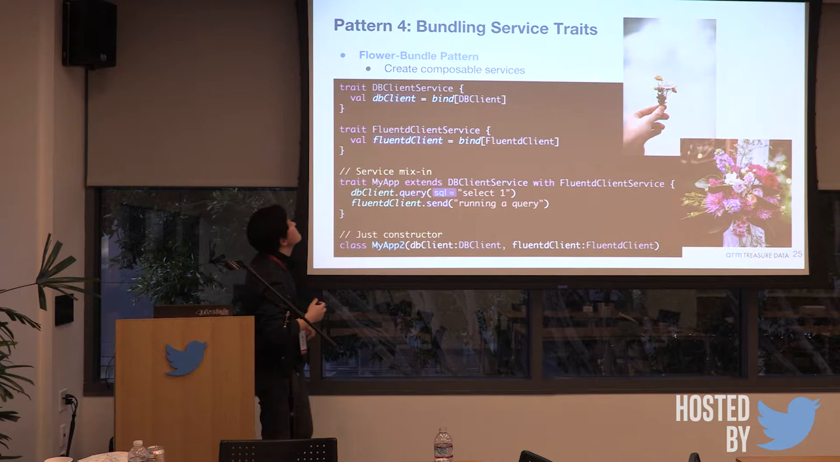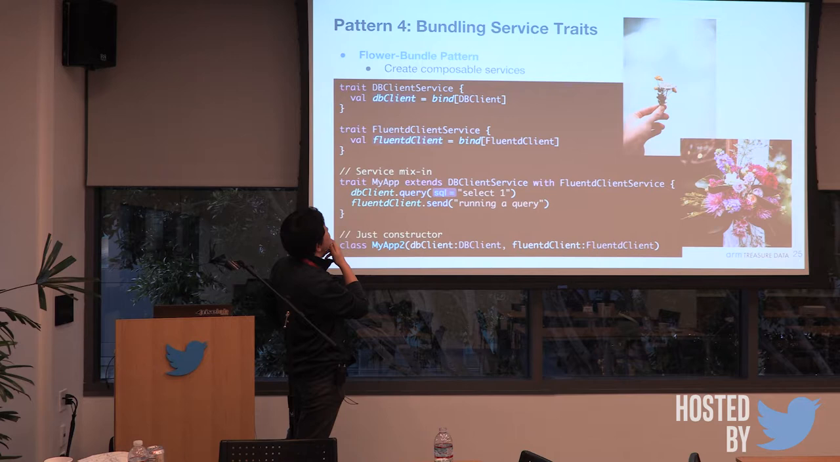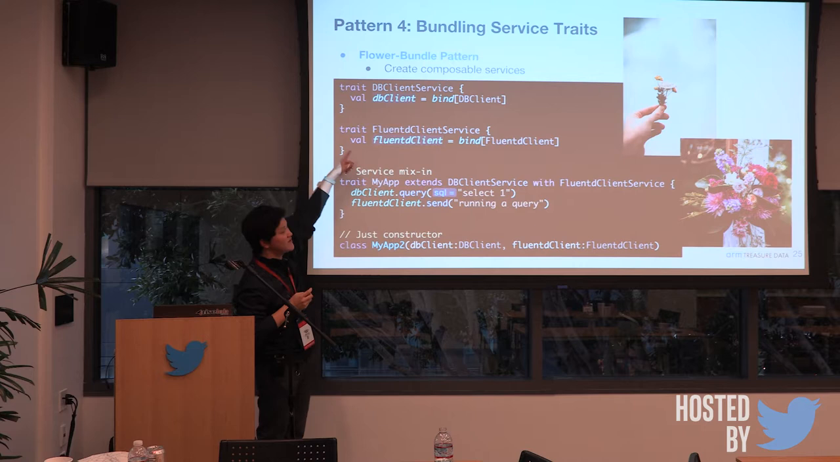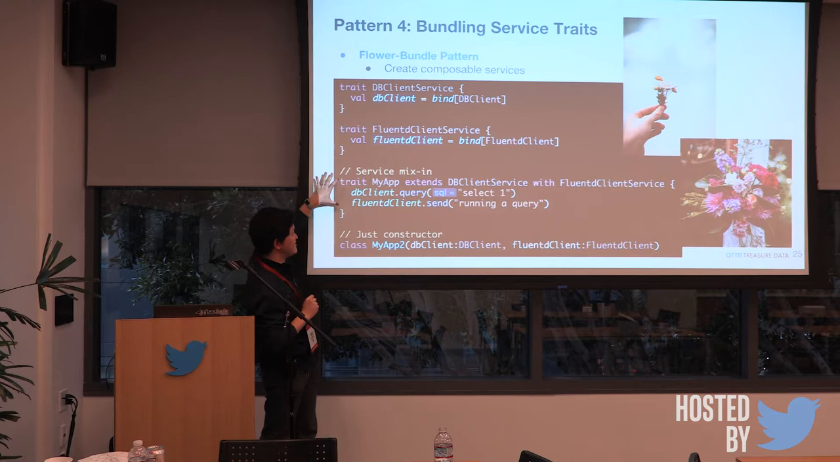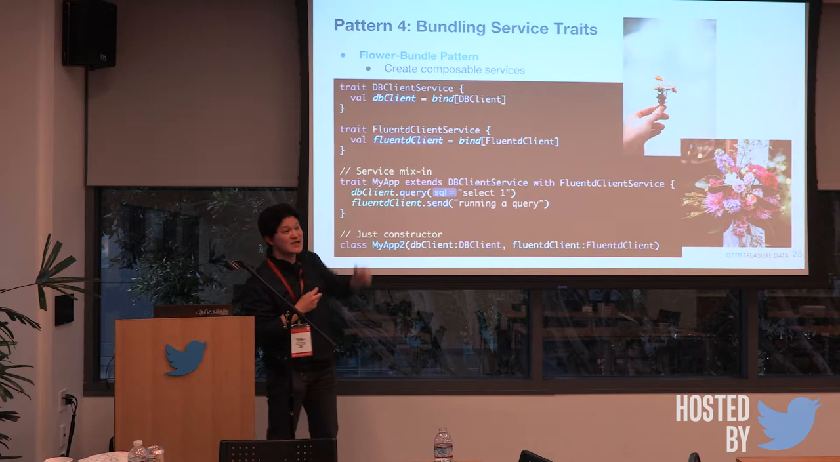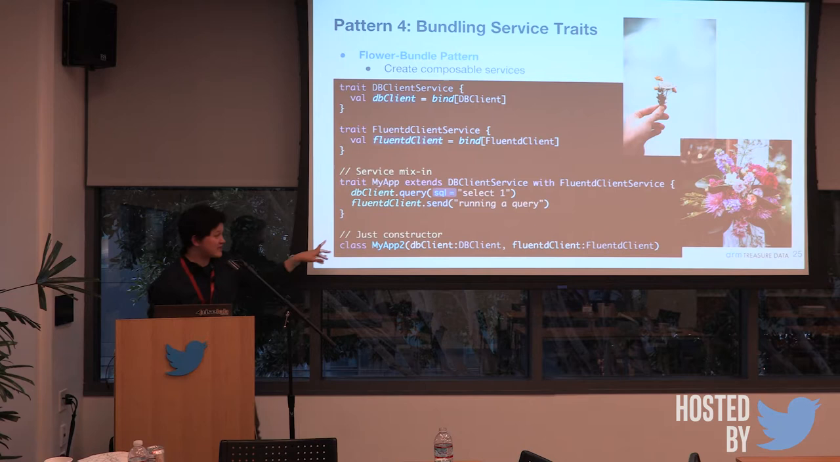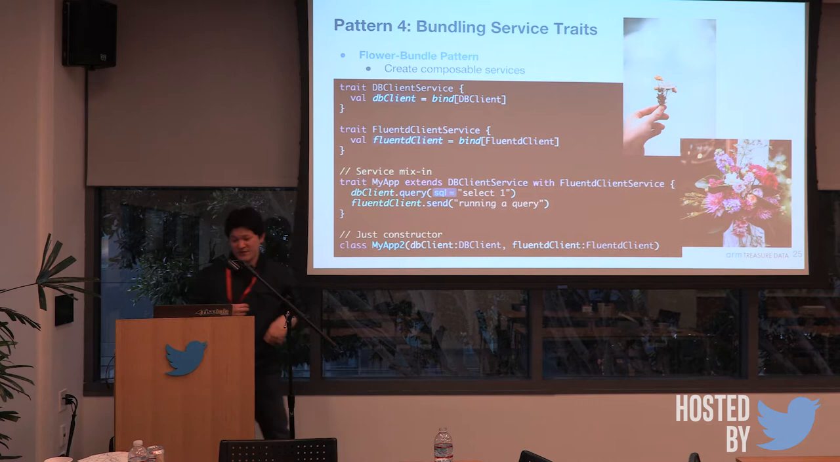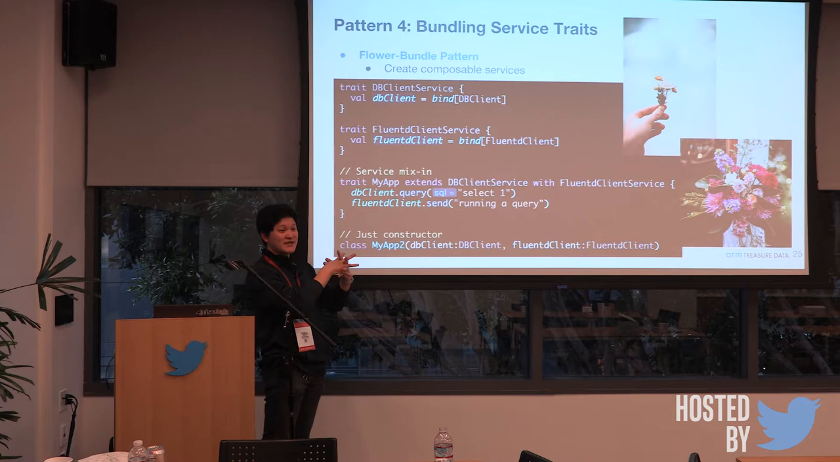Another interesting pattern we found in Airframe is that you can mix in Scala traits. For example, you can define a database client service like this. You can define a fluent client service like this. Then you can mix them in by using the Scala traits functionality to build a complex application. So if this application wants to access the database and fluent logger, then you can simply mix in and reuse the service traits. You can also use constructor injection, but it has some duplication of naming. You need to apply some variable names here, but you can reuse existing names if you define a service trait. I named it the flower bundle pattern because you are going to combine various types of services by using mixins of Scala.